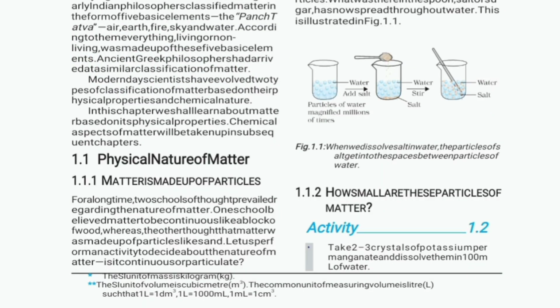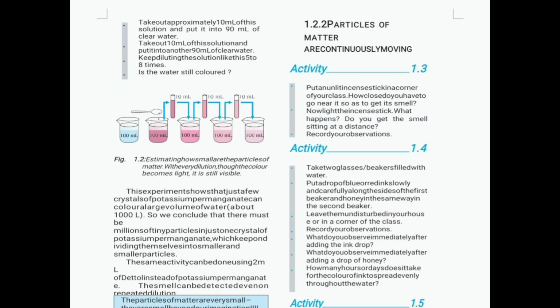1.1.2 How small are these particles of matter? Activity 1.2. Take 2 to 3 crystals of potassium permanganate and dissolve them in 100 milliliters of water. Take out approximately 10 milliliters of this solution and put it into 90 milliliters of clear water. Take out 10 milliliters of this solution and put it into another 90 milliliters of clear water. Keep diluting the solution like this 5 to 8 times.